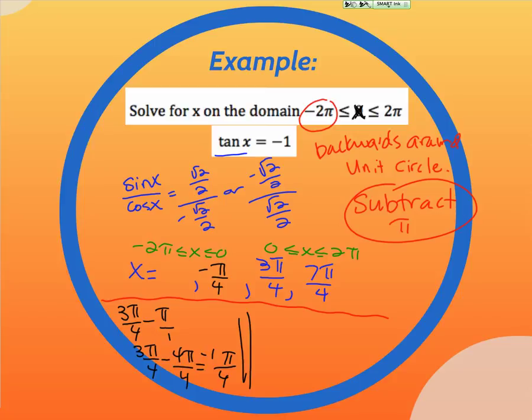All right. So then I have to take negative 1 pi over 4 and subtract it, but I'm going to wise up. I know that pi is equal to 4 pi over 4, so I'm just going to change that right away. So then I've got negative 1 minus 4 is negative 5 pi over 4.